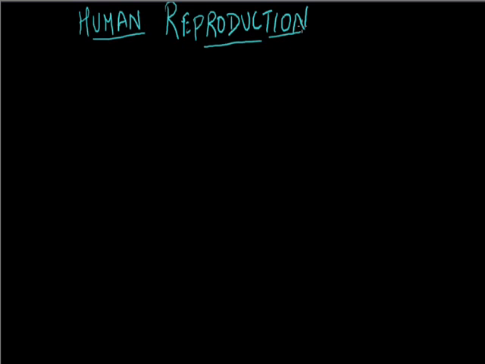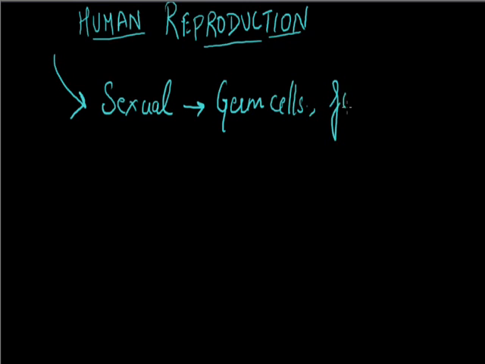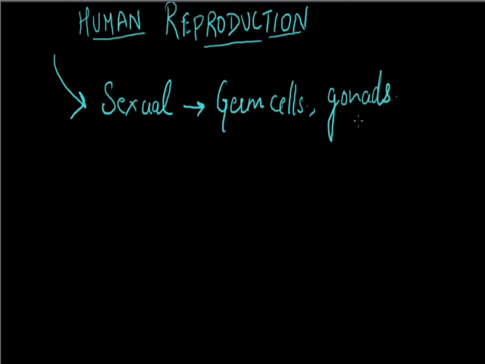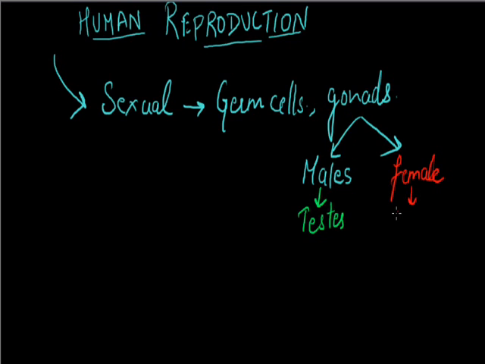As we all know, human reproduction is of the sexual type, which means the germ cells or gonads are involved in human reproduction. Gonads are the sexually reproducing organs, while in males the reproductive organ is the testes, and in case of females the reproductive organ is the ovary.